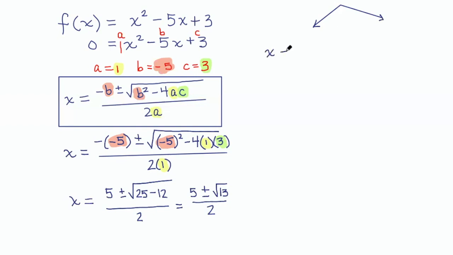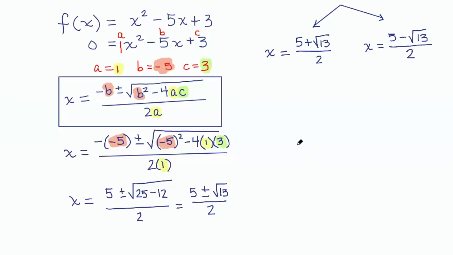I'm being told that x can equal 5 plus the square root of 13 over 2, or x can equal 5 minus the square root of 13 over 2. And again, you've seen many cases now where quadratic equations actually do have multiple roots.